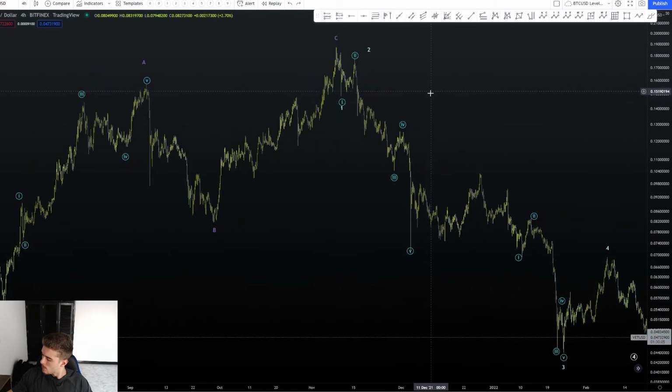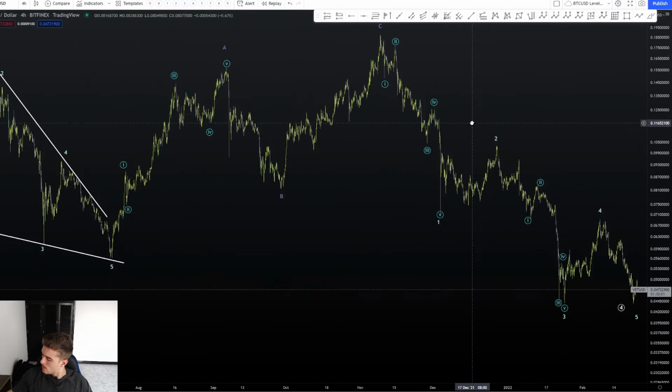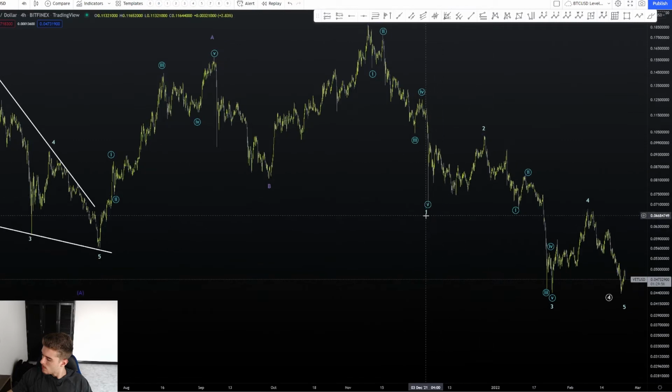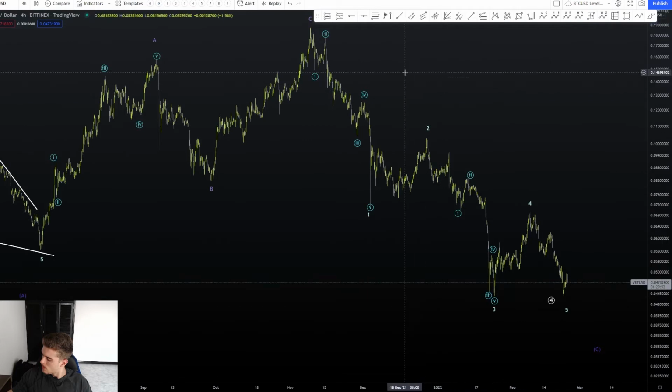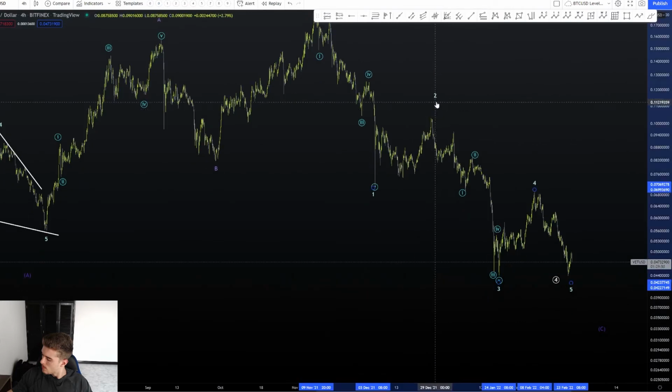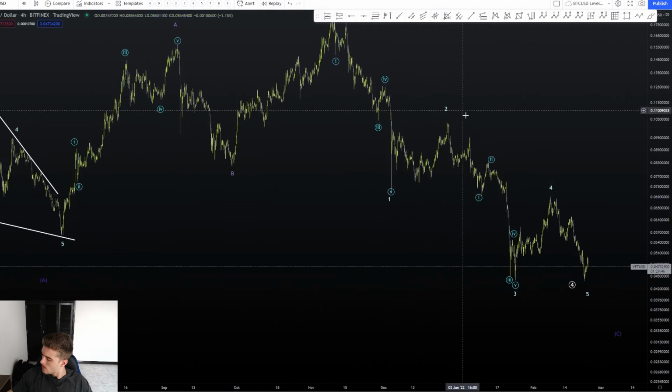So the best way to put it with the best wave symmetry and having the right look, excuse me, would be saying this is a 1, 2, 3, 4, 5, and calling this a wave 1. This would be a wave 2. Now wave 2s you want to see retrace a little bit more, but it's definitely, all things considered, it makes the most sense to have this as a 1, 2.